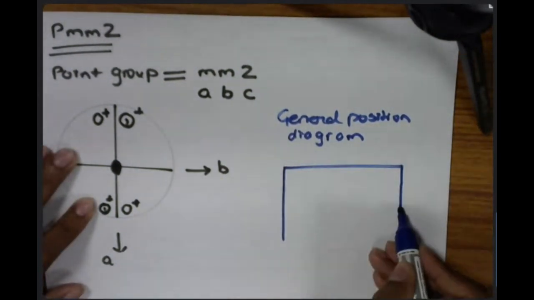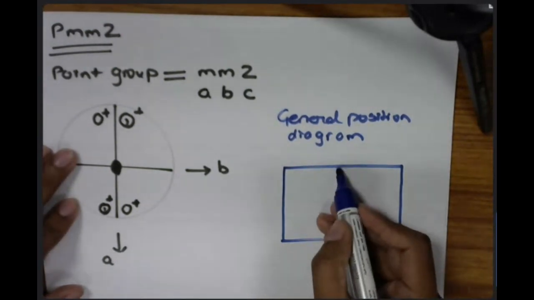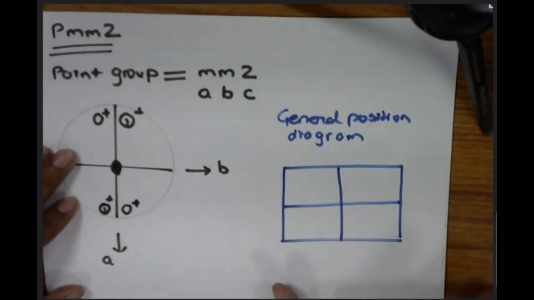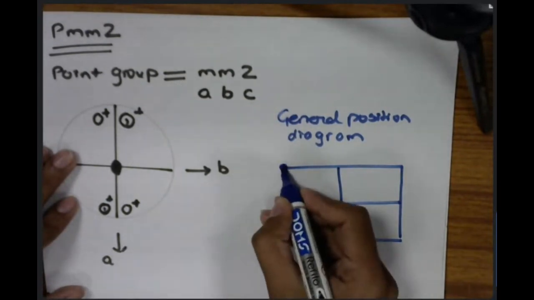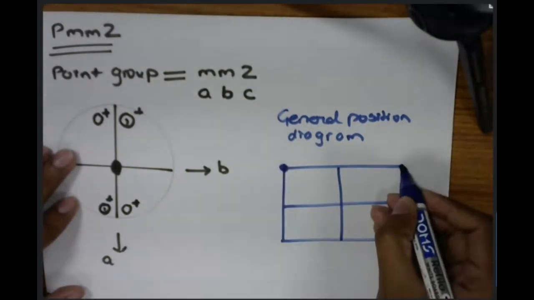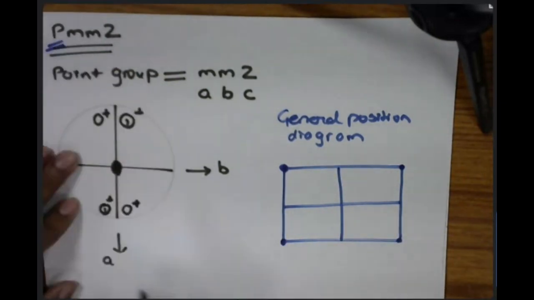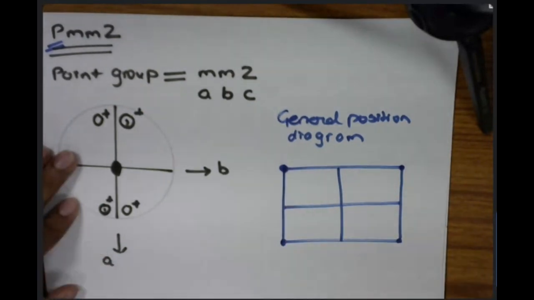I'm just marking a few reference axes. Nothing more, I'm just dividing them in quarters. They are not the mirror, they are just the reference lines. So here, let us say these are the points. Lattice points are there. Okay, since it is a P type, it is a primitive type, so at the corners of this particular rectangle, there will be the lattice points.